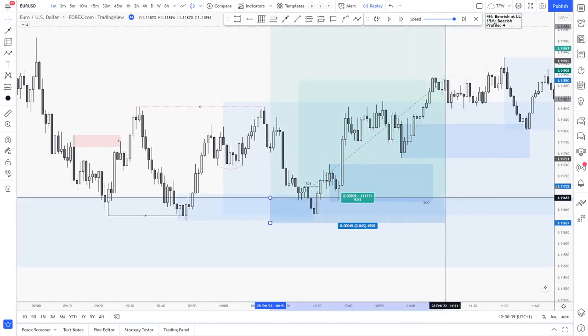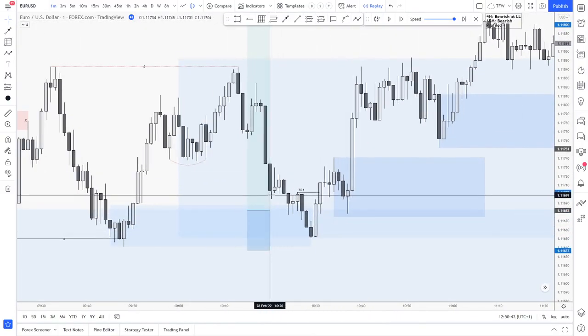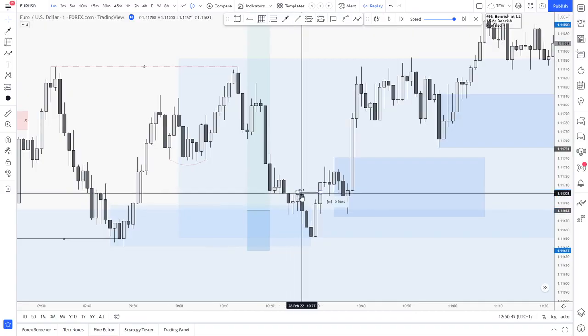No, this is a TC. So this is a good example of a TC. As you can see, we're looking for an entry right there. Lower low, lower high, lower low, lower high, lower low, boom, TC. So no flip right there.